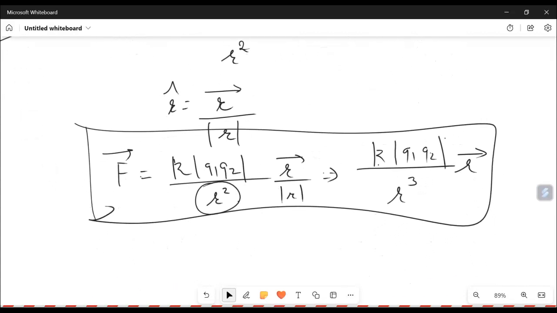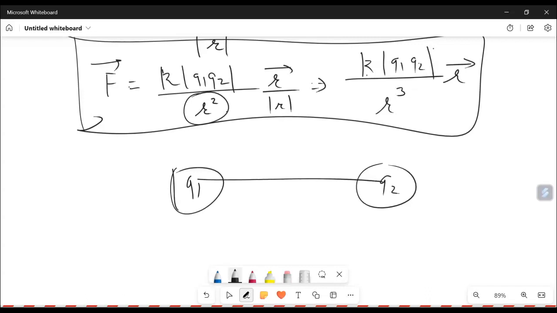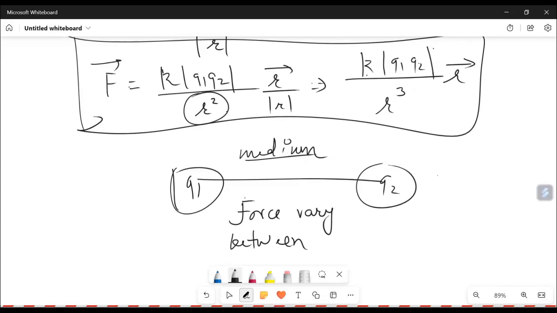Okay. Now we can discuss epsilon naught a little bit, which is a kind of confusing topic for some of the students. Let's discuss what is happening with epsilon naught. Whenever two charges are placed at some distance, there is some medium around them, and because of that medium the force between them varies. Suppose there is air or vacuum, the force will be maximum because in vacuum there is no particle, so force will be maximum for vacuum and air.